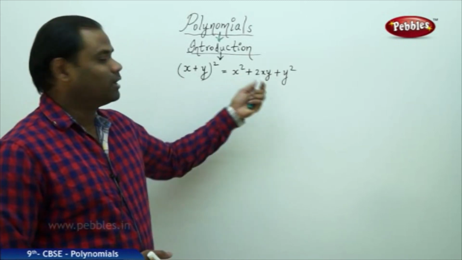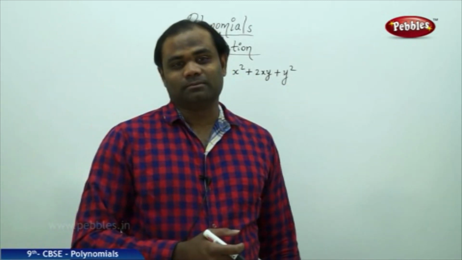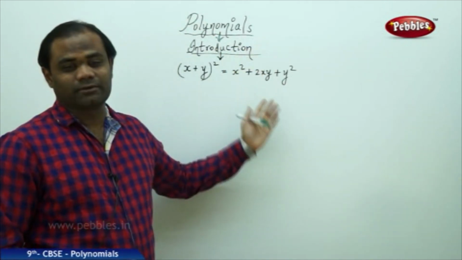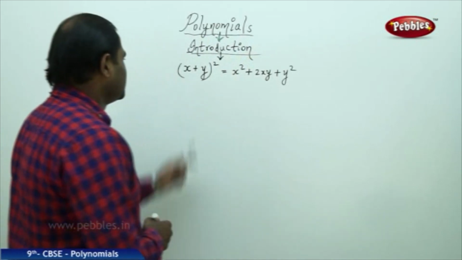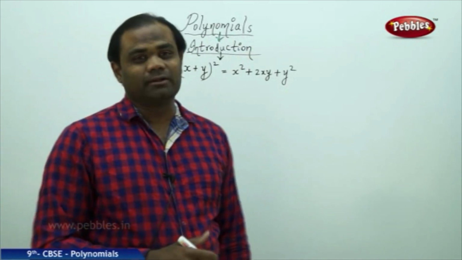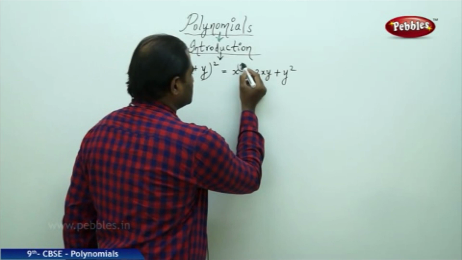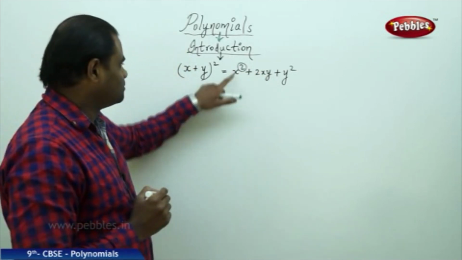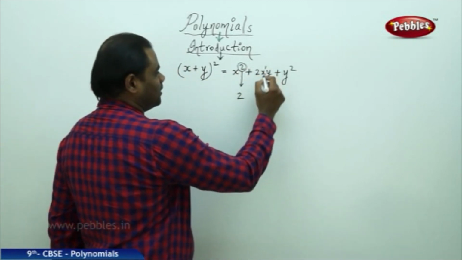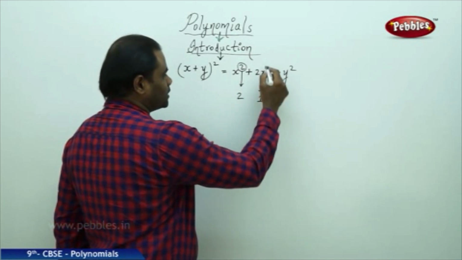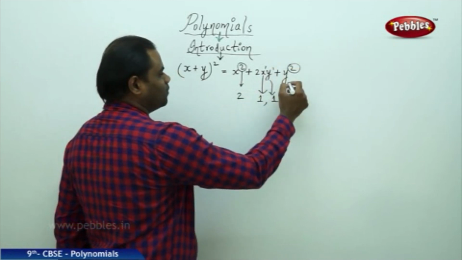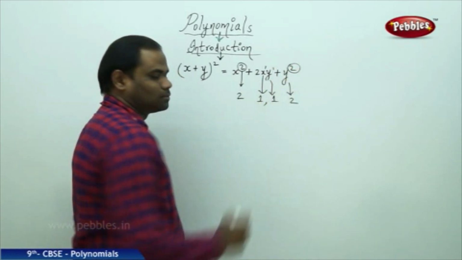Now next comes how this is related to the polynomial. Let's see how this is related to the topic of polynomials as an introduction. As we see here, every expansion expressed in the form of variables is a polynomial provided its powers are all whole numbers. Now what is the power of x? For the first term, x square, the power is 2. Next, the power of x is 1 and the power of y is also 1, and next comes the power of y in the third term, which is 2.